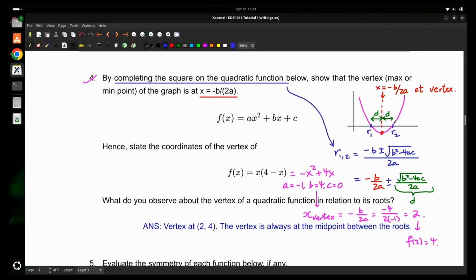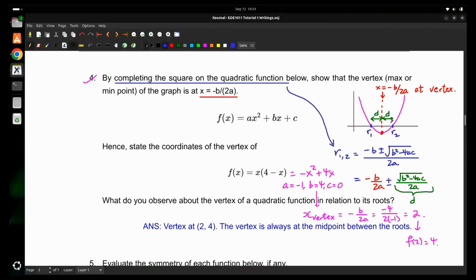So it's a plus-minus thing when you have real and distinct roots. The central value here must be given by minus b over 2a, because that's the one that you plus or minus d from. So that has to be the vertex, because the vertex is always in the middle of R1 and R2.